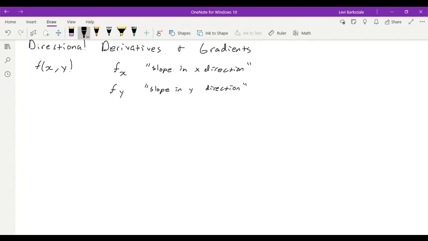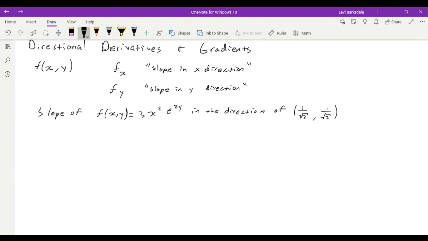Well, the way we do that is through directional derivatives. And we indicate the direction we want to take the slope in using a unit vector. So one thing you might see is like slope of the function f of x, y is equal to 3x squared e to the 2y in the direction of this vector 1 over root 2, 1 over root 2. And you'll notice this vector 1 over root 2, 1 over root 2 is a unit vector. It has a magnitude of 1.